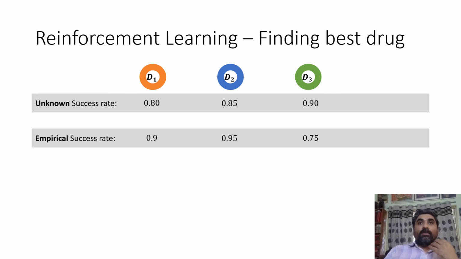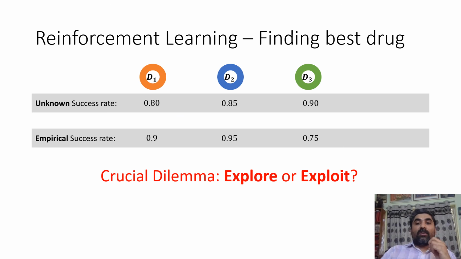Now the researchers who are confronted with this problem face this important choice: in the next trial, which drug do they have to administer? Is it drug 1, drug 2, or drug 3? Note that the true success rates are completely hidden from the researchers. Now there's an important trade-off which happens here, which is called the explore-exploit trade-off. So let me explain that.